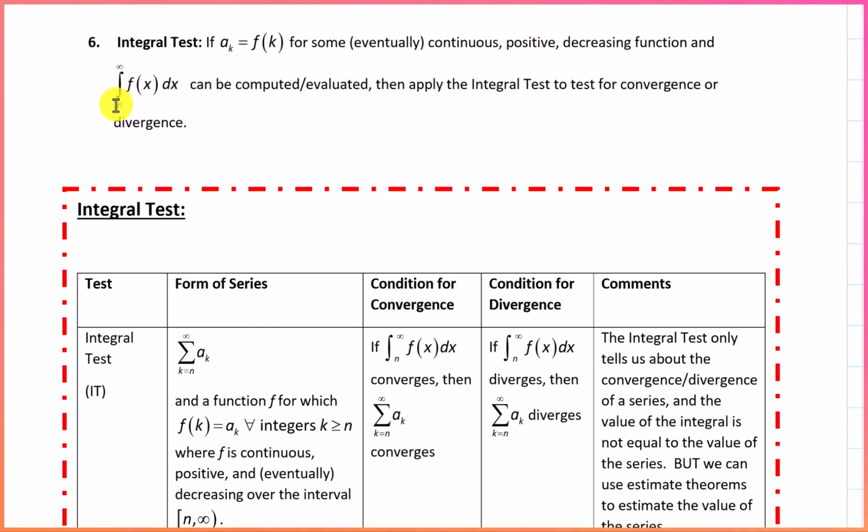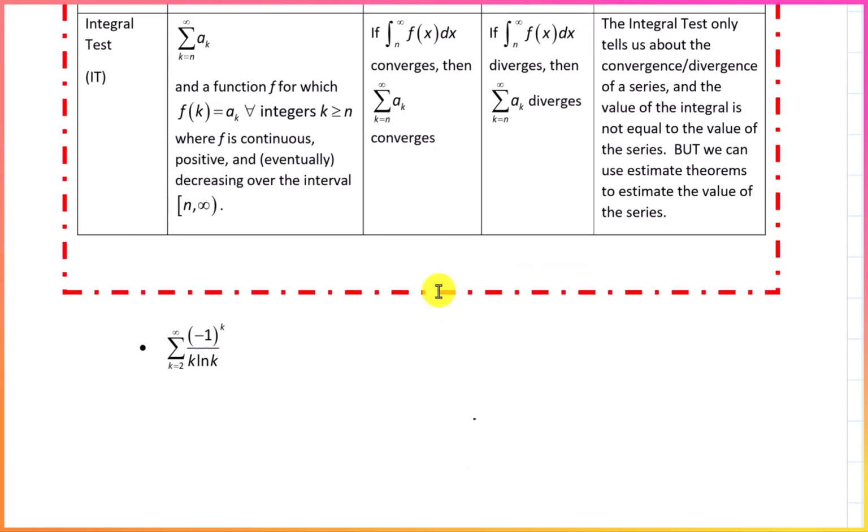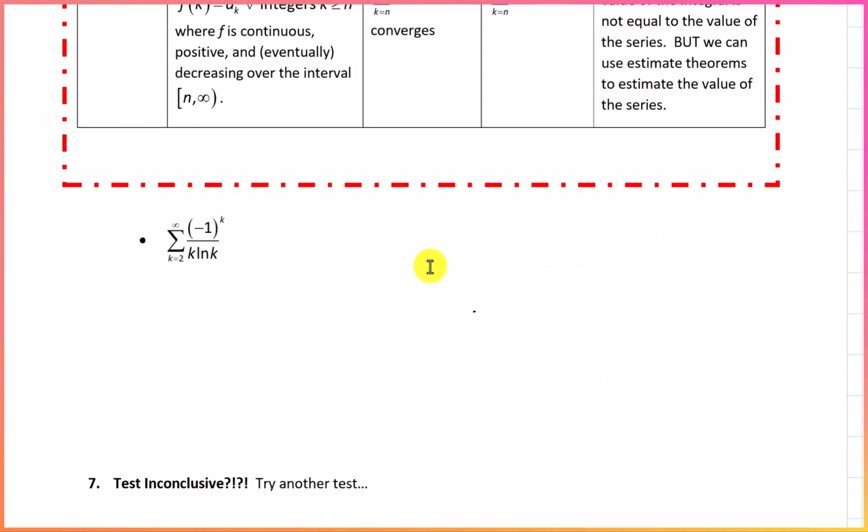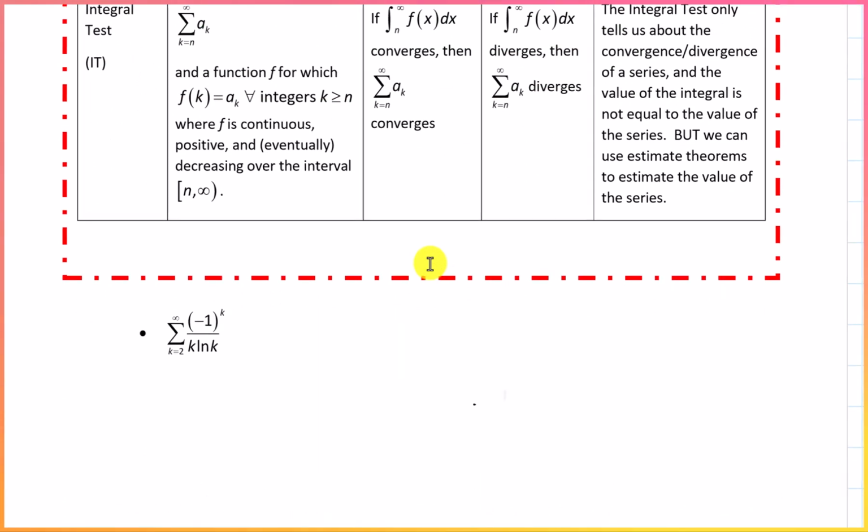If we can take the integral, it's an improper integral because it's going to go to infinity, from n to infinity of that function, and we can determine if that integral is convergent or divergent, then of course the convergence or divergence of that integral through the integral test gives us the convergence or divergence of the series. So again, it's kind of specific, and we have to be able to integrate the function and have a function that models the terms of the series. But that said, if that's the case, then we can use the integral test.